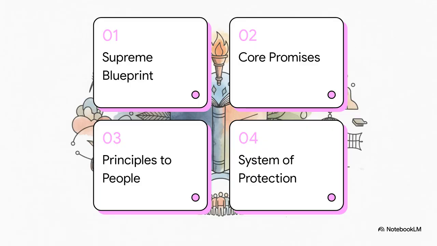Okay, so here's our game plan. We're going to break this down into 4 key parts. We'll start with the big picture, the supreme blueprint. Then we'll zoom in on its core promises, see how those ideas actually affect people, and finally, look at the system of protection that backs it all up.